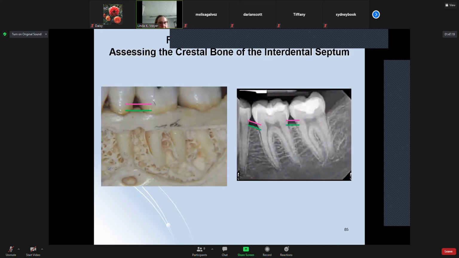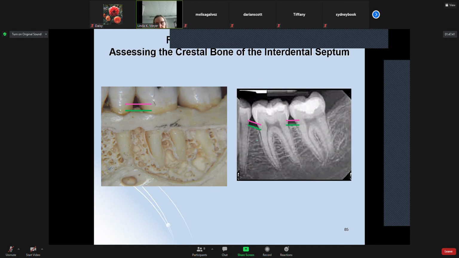Or if I actually just take this, if I note the CEJ, I guess mine's a little, I need to lower that pink line a little. And that's the CEJ, and then here's the alveolar crest. You can see that's 1 to 2 millimeters apical.